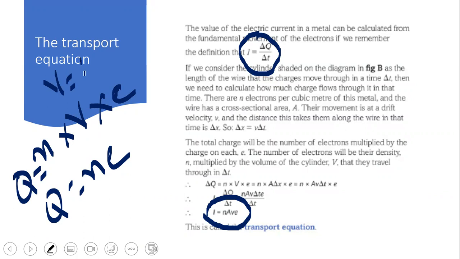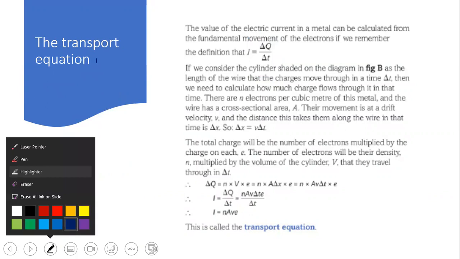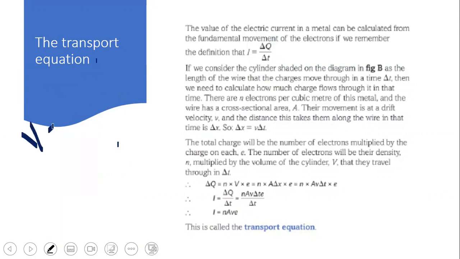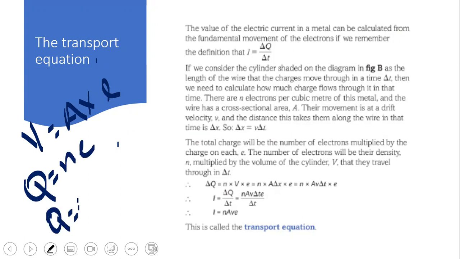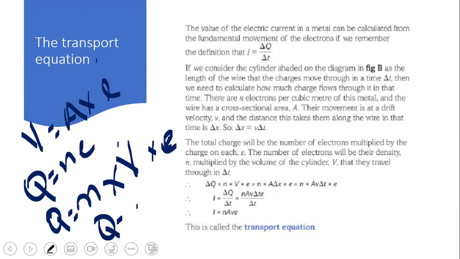We know volume is equal to area multiplied by length, right? If I find out the cross-sectional area and multiply it by the length of the cylinder, I can find out the volume. So we know that Q is equal to Ne. We know how many electrons are in 1 meter cube, so we multiply it by the total volume. That should give me the total number of electrons. Now, I know that volume is equal to area multiplied by length of the cylinder. Fine.